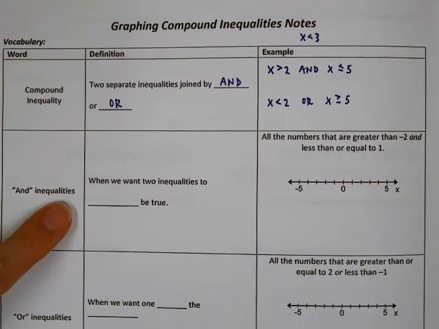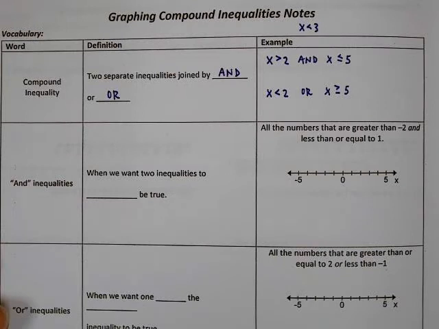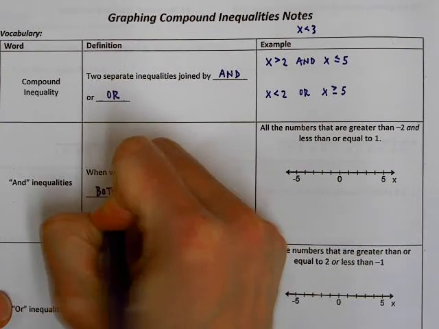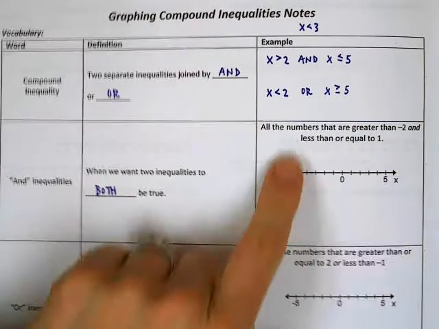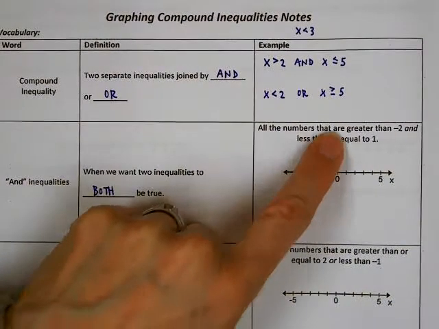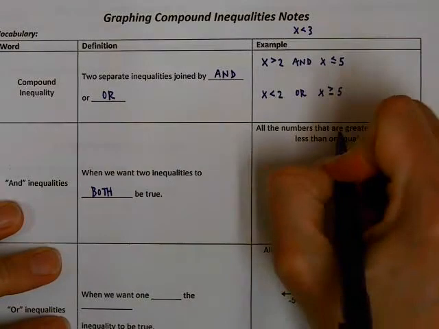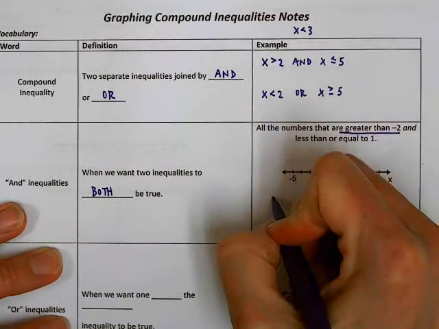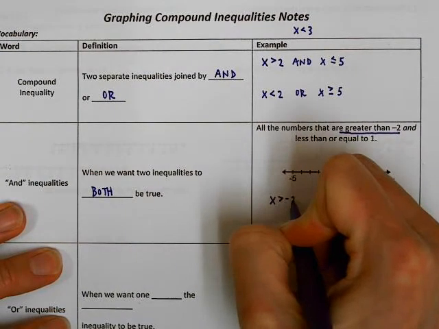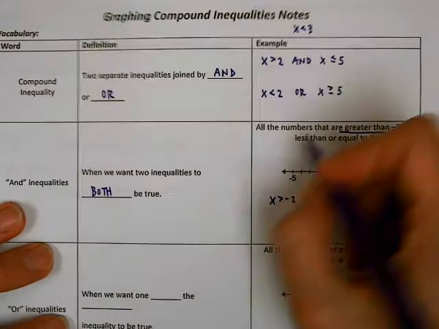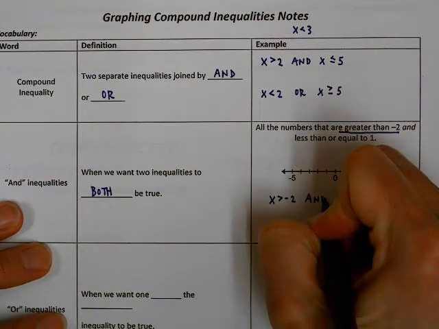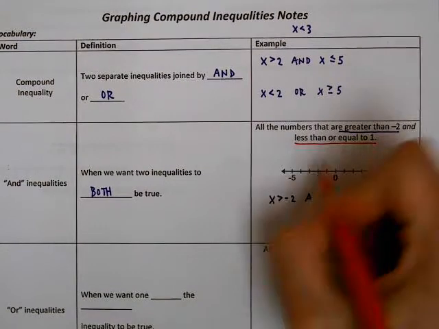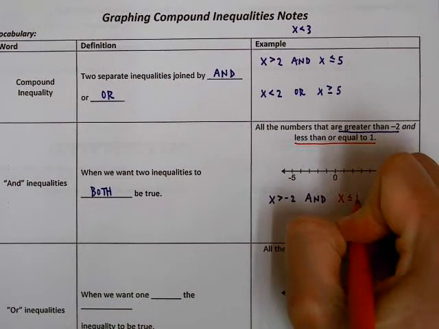Now, for and inequalities, we use and when we want two inequalities to both be true. So for example here, it says all the numbers that are greater than -2. We could say x is greater than -2 and that are less than or equal to 1. So and x is less than or equal to 1.